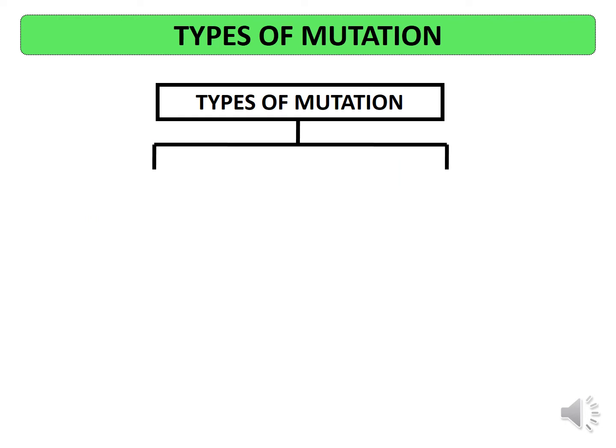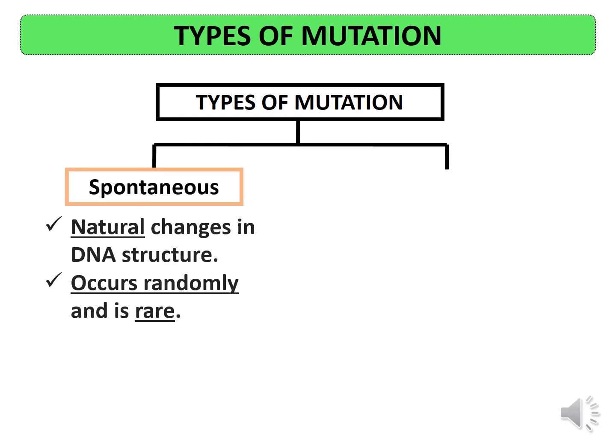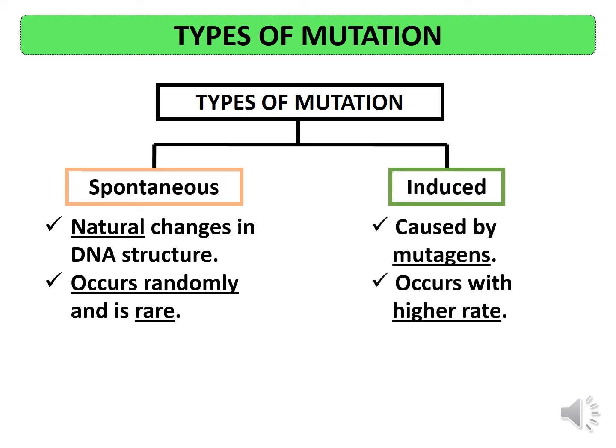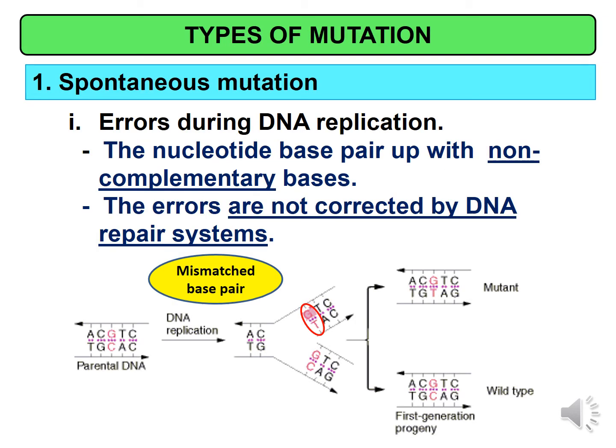These are the types of mutations. Spontaneous mutation occurs naturally, changing the DNA structure, occurs randomly and is quite rare. Whereas induced mutation is caused by mutagens, and this occurs at a higher rate. Spontaneous mutations are usually errors that occur during DNA replication, where a nucleotide does not pair up with its complementary base, so it pairs up with a non-complementary base. These errors are then not corrected by the DNA repair system.